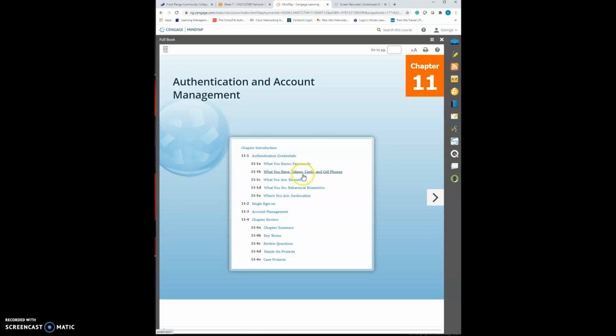What you have: I have two-factor authentication on most of my accounts, the ones that offer them, and this goes to my phone. So I have my phone, and then the authentication token gets passed to my phone, and then I enter that into the system.